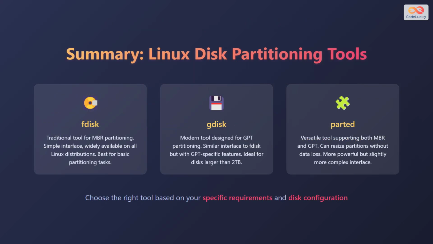fdisk is a traditional tool for Master Boot Record partitioning. It has a simple interface and is widely available on all Linux distributions. It is best for basic partitioning tasks. gdisk is a modern tool designed for GPT partitioning. It has a similar interface to fdisk, but with GPT specific features, making it ideal for disks larger than 2 terabytes. parted is a versatile tool supporting both Master Boot Record and GPT. It can resize partitions without data loss. It is more powerful but has a slightly more complex interface. Remember to choose the right tool based on your specific requirements and disk configuration.